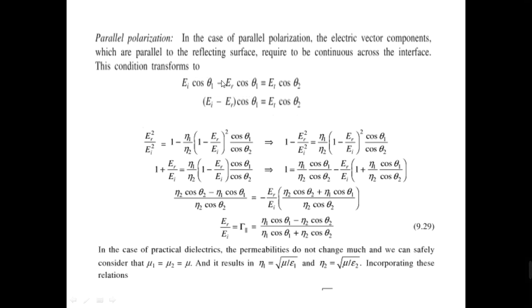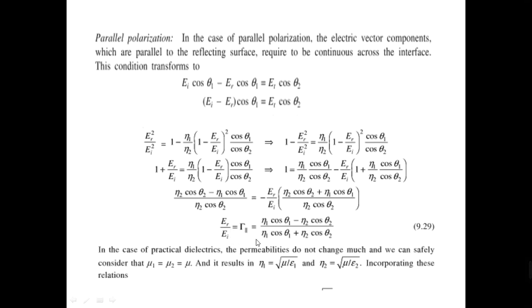So this minus sign indicates that the direction of the electric field vector of the reflected wave is changing. So this is equal to the tangential component across medium 2, ET cos theta 2. So the intention is we have to calculate the reflection coefficient. So what is the reflection coefficient? It is the ratio of the reflected wave to that of the incident wave. So on simplification, ER by EI, this is the reflection coefficient for parallel polarization.